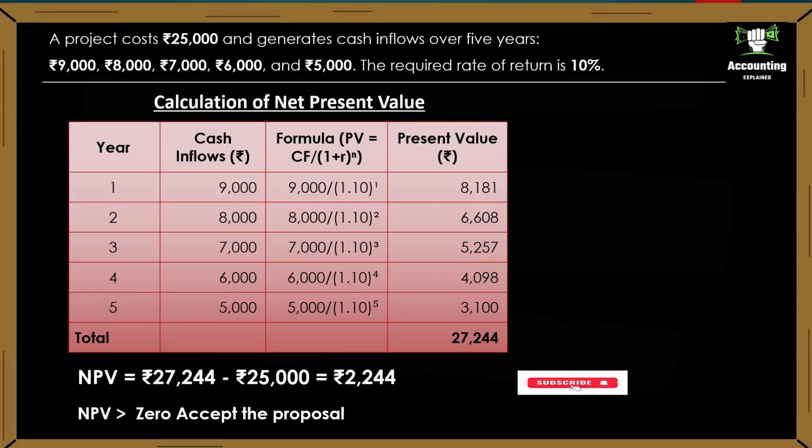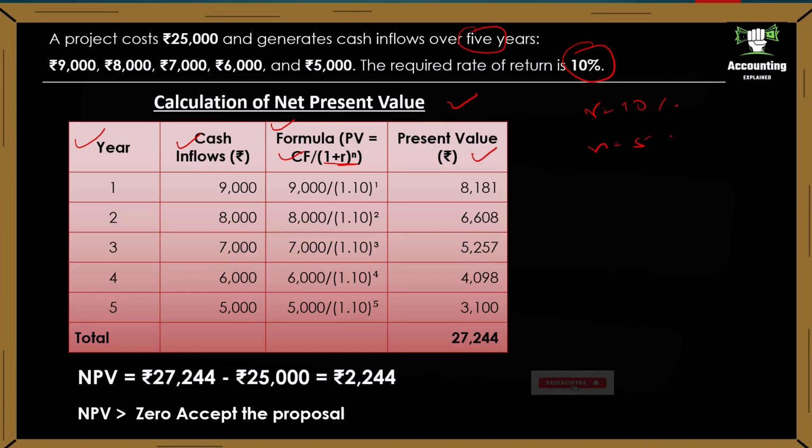So the calculation of net present value is the heading. We open the following table, which has the columns of year, cash inflows, and present value. The formula for finding the present value is cash flow divided by (1 plus R) to the power n. Here R is 10% and n is 5 years. That is also given in the question.